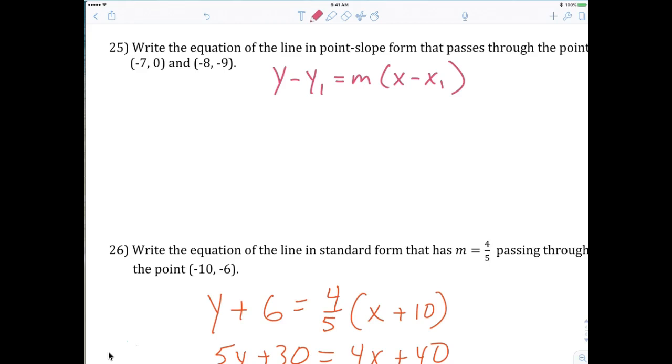Do I know the slope yet? So I have to find the slope. So m equals y2 minus y1 over x2 minus x1. M equals, I haven't done anything yet. Slope: 0 plus 9 over negative 7 plus 8. 9 over 1, 9. Any questions with that being 9?